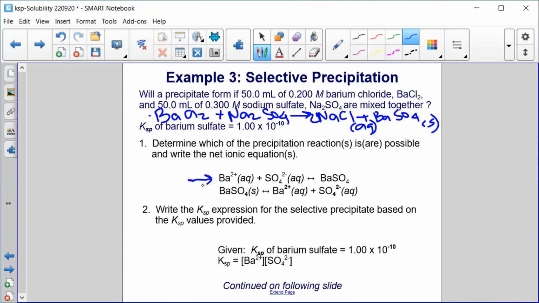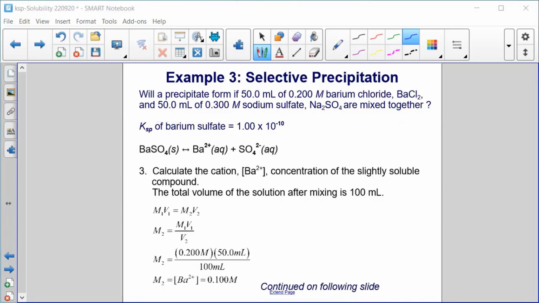And the dissociation equilibrium that exists is between this solid precipitate and the barium and sulfate ions. Once we know that, we can write the KSP expression. We're given the KSP as 1.00 times 10 to the minus 10. And KSP is the concentration of the barium ions multiplied by the concentration of the sulfate ions. All right, step 3, calculate the cation concentration. In this case, the cation is the barium ion.